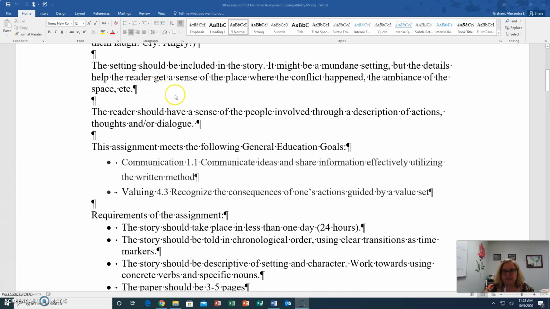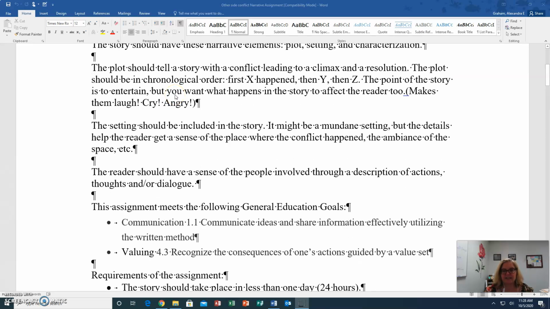Setting is important, so even if it's a really mundane setting, include some of that. We should have a sense of the ambiance. And of the examples that I give you, I will absolutely 100% concur that my setting is not as good as it could be. If I were writing another draft of this, I would definitely do more with the setting pieces. The reader should have a sense of the people involved, so you do have to have dialogue. You've got to have actions, thoughts. Those things are required. I do want you to have dialogue.